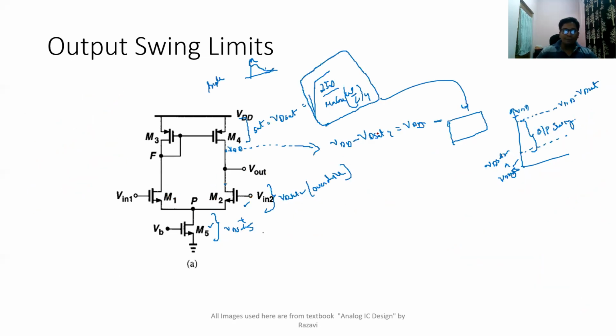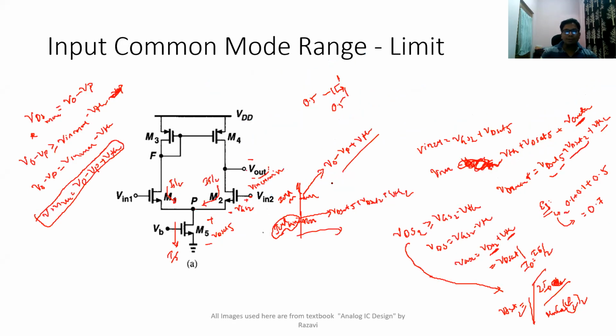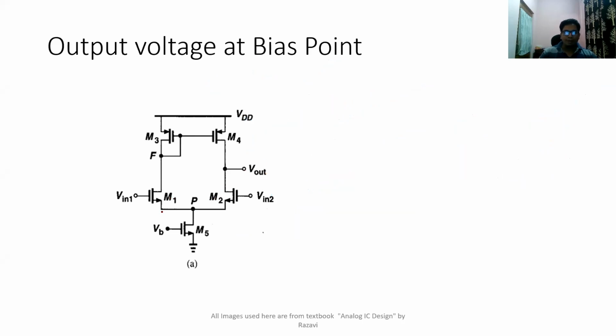And what is the VB you will be applying here? You have seen the limits on input, you have seen the limits on output. Now let us see the limit on biasing point. So this bias voltage is well defined. It should be equal to VD sat of 5. Okay, so your VB minus VTH should be less than or equal to VD sat 5.